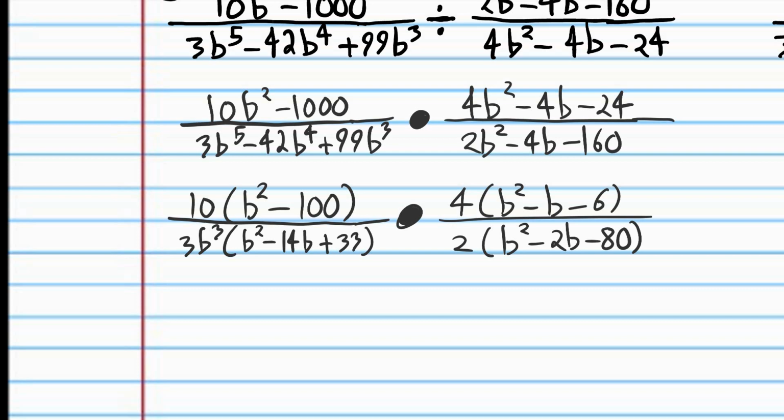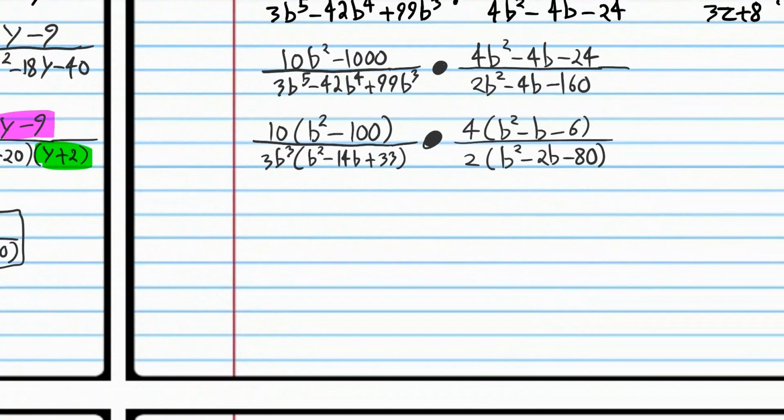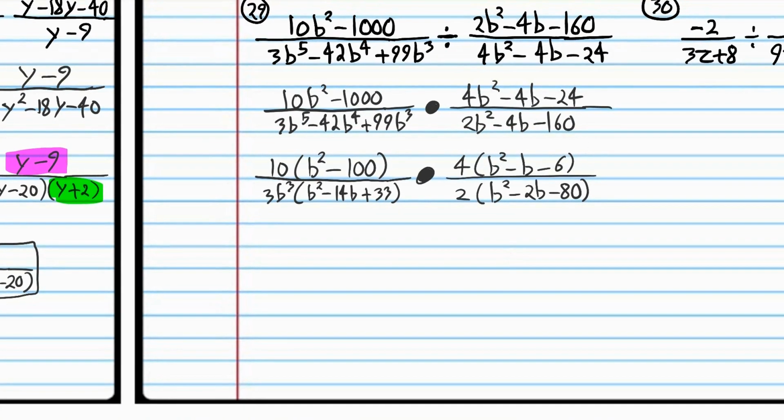So let's just double check everything. Everything looks correct. Alright, so now we have to continue to factor, because we still have the difference of squares, we have quadratics all over the place. So this is kind of a long one.